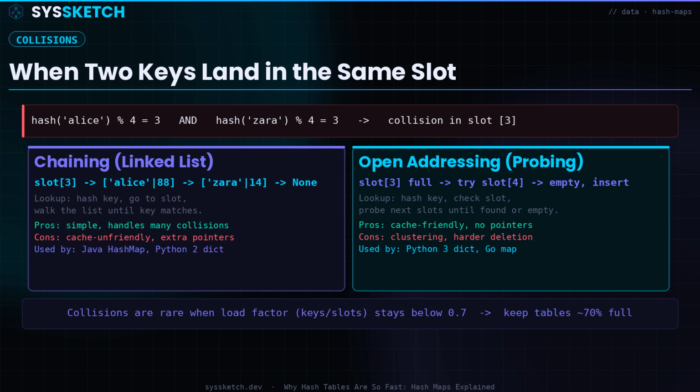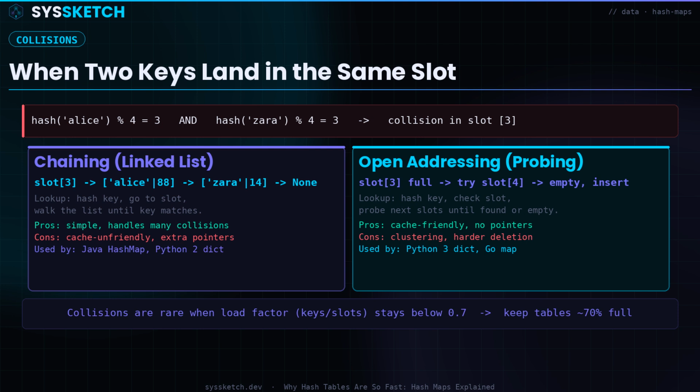Open addressing is faster in practice because it keeps all data in the same contiguous array block, which the CPU cache loves. Collisions are rare when the table is mostly empty but become common as it fills up. This is measured by the load factor, the number of keys divided by the number of buckets. When the load factor exceeds about 70%, collisions multiply and performance degrades. The solution is dynamic resizing.